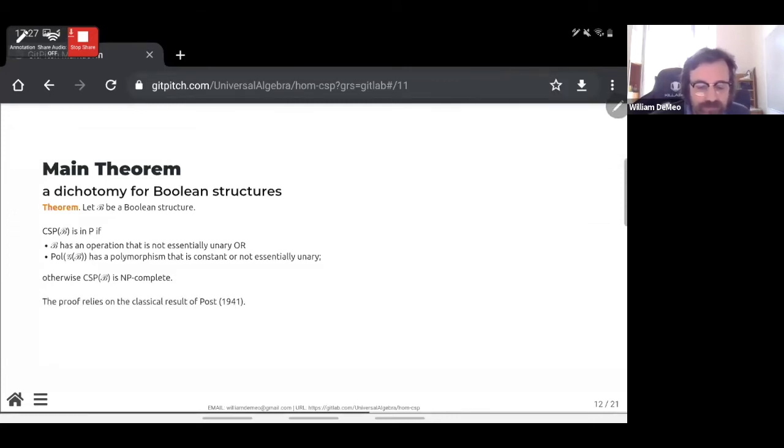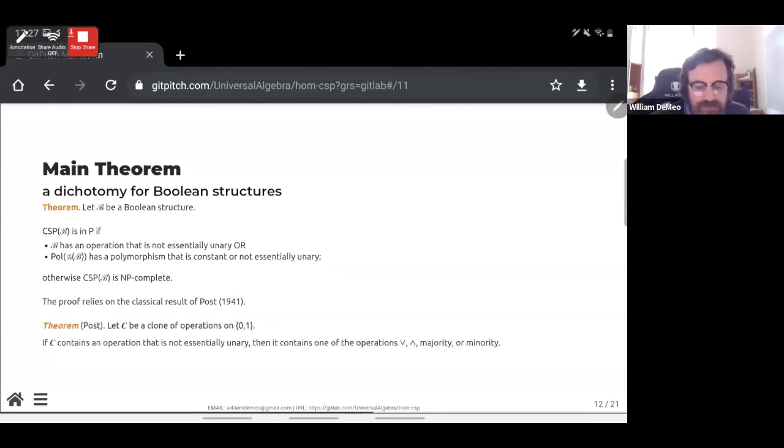And the proof relies on this classic result of Post, which is that if you have a clone of operations on {0, 1}, and if this clone contains an operation that is not essentially unary, then it contains one of the operations meet, join, majority, or minority.